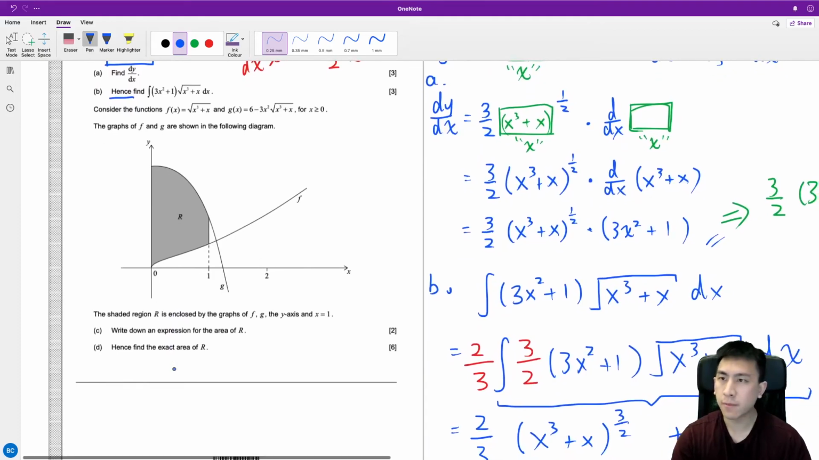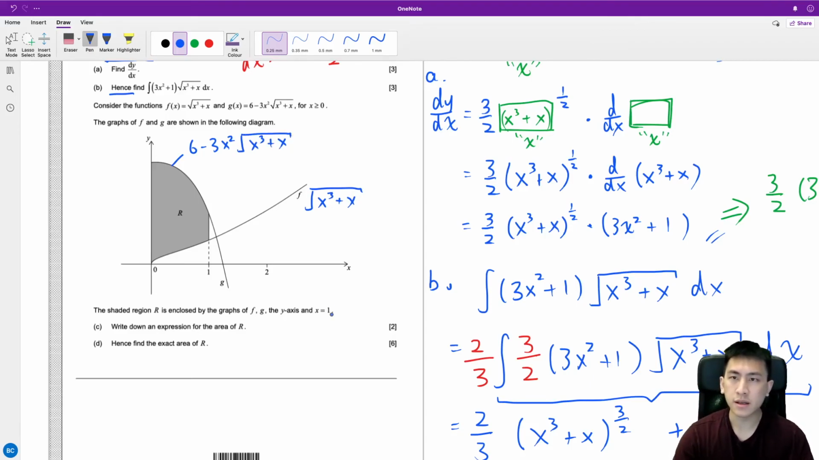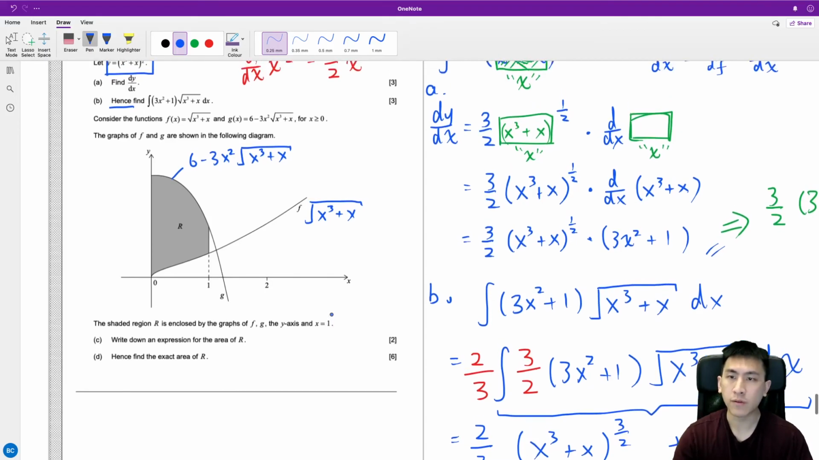So part C. Now again, consider you have a function, that's your f. Let me actually write it out. That is x cubed plus x, and then the whole thing square root. And you have g of x, which is that function. I'm going to write it as well. That is 6 minus 3x squared, and then a bunch of these. By now, I hope you can see some similarities between f and g and the things that we've worked on before.